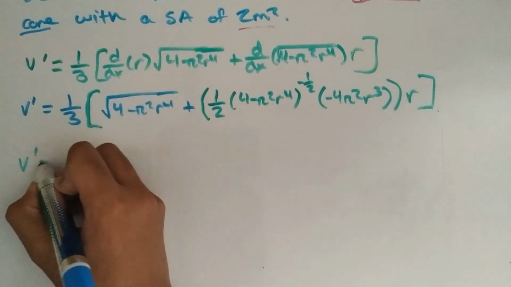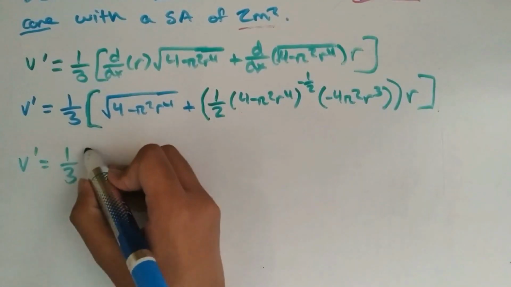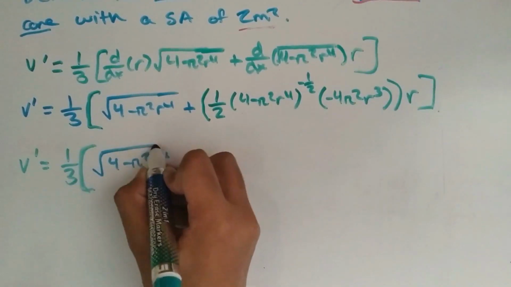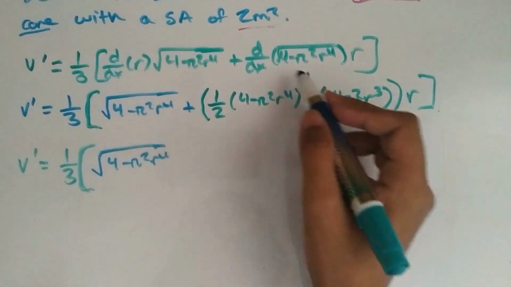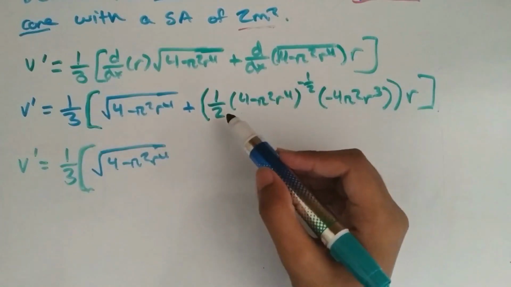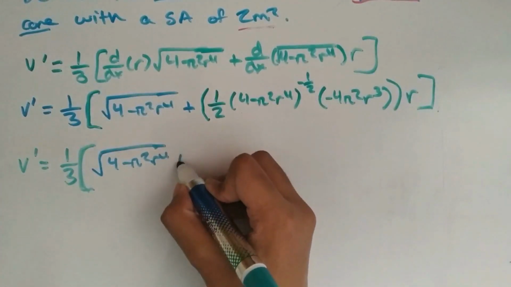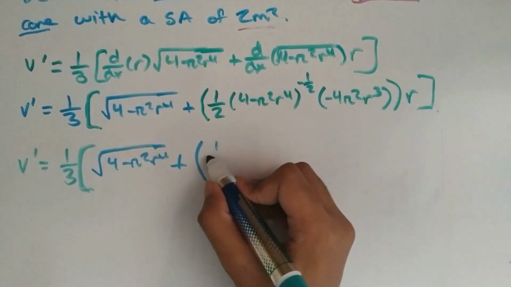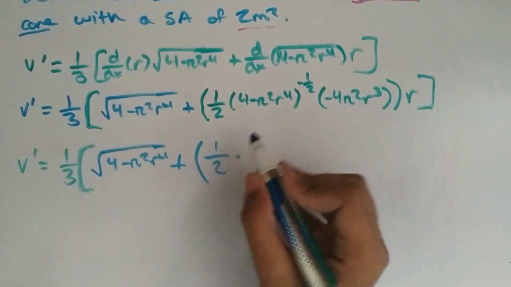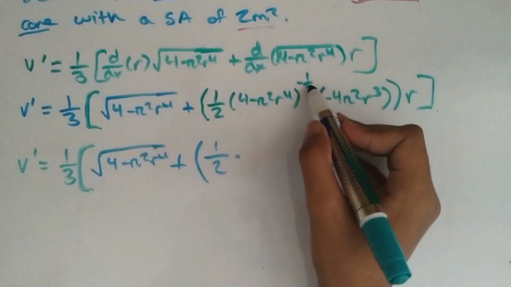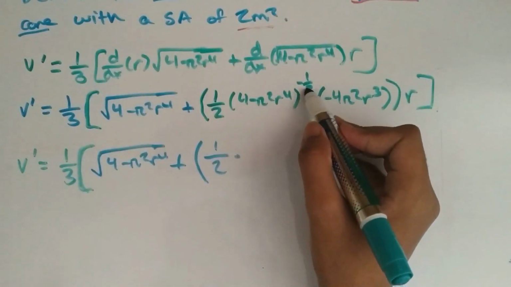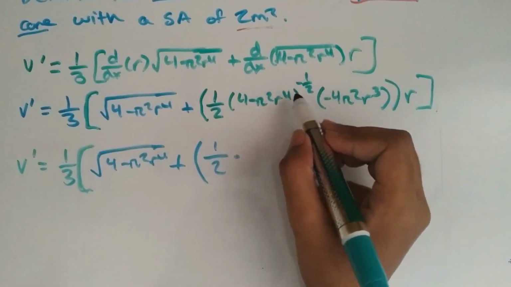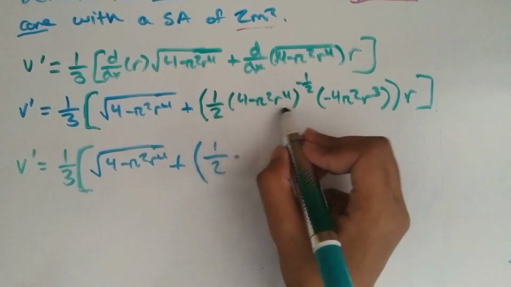So v prime is equal to, and we're going to keep this part here, 4 minus pi squared r to the 4. However, let's fix up this area over here. We can rewrite this in a better form as a fraction here. So really what this is telling us is it's 1 over 2 times, and negative 1 over 2, what it's really saying is, we know an exponent of 1 over 2 is just a square root. So negative 1 over 2 is 1 over the square root of this expression.